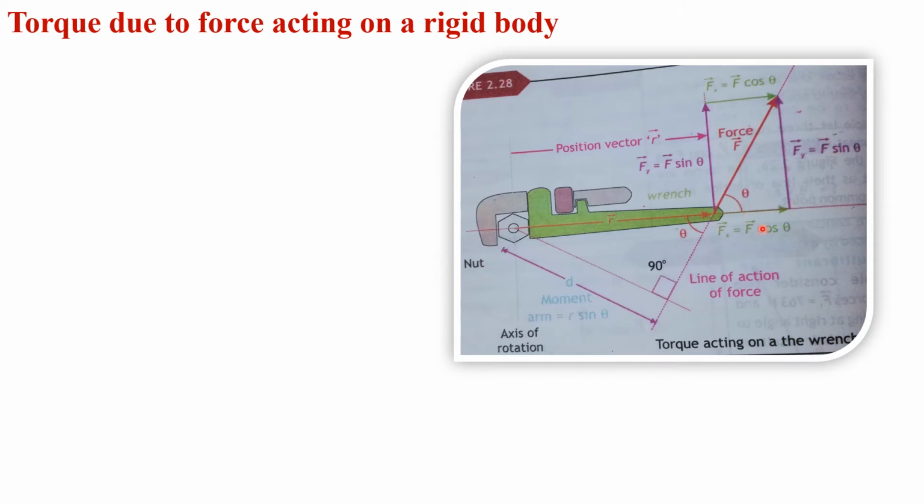Here F cos theta is parallel to the distance r, so that is the position vector, and this component of force, that is F cos theta, will not produce any rotation of this wrench because its line of action passes through the pivot point. So the rotation is done by this Fy component. So the effective component of force that produces the rotation is F sin theta. So we have torque is equal to r into F sin theta in magnitude form.